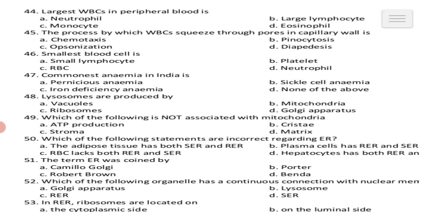Question number 46, smallest blood cell is? Option B is the correct option, platelets. Platelets are the smallest blood cells. Platelets are also called thrombocytes. They are associated with blood clotting and they have no nucleus. They are fragments of cytoplasm which are derived from megakaryocytes of the bone marrow.